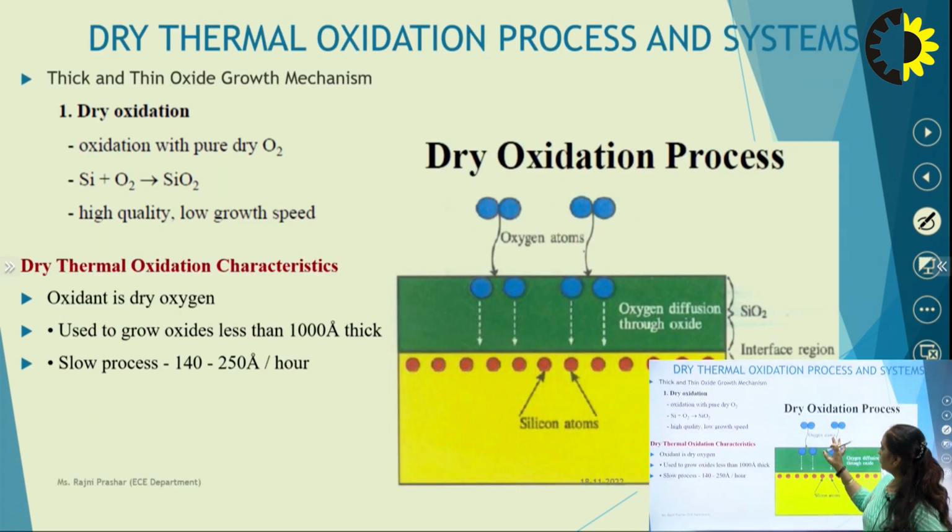So this is the pictorial representation of the dry oxidation technique. Under this dry oxidation technique, we have the silicon atoms, right? Oxygen molecules will diffuse inside through this oxide and will form silicon dioxide, okay.